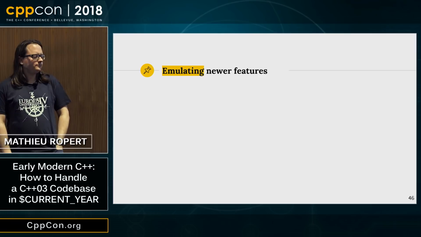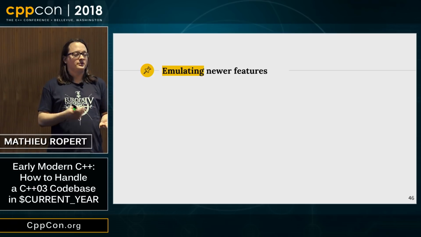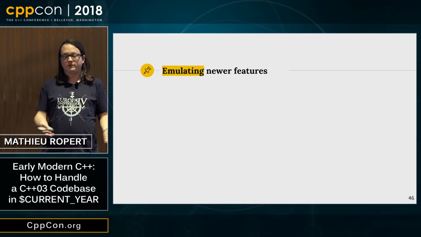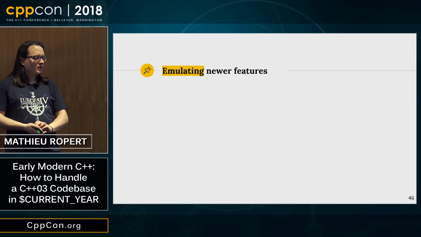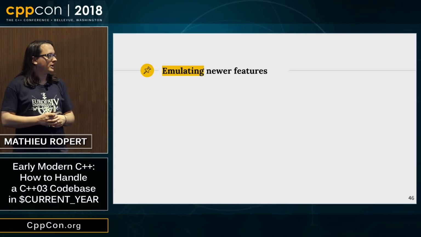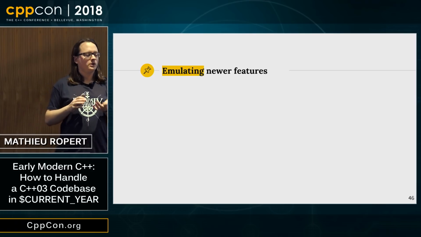Of course, that doesn't mean we don't want better features, right? It's not because you have C++03 that you cannot look at C++11, C++14, C++17, or even 20 and say, wouldn't it be great if we could have some of those features? It turns out, and I speak from experience there, that you can emulate a bunch of them. Not all of them, but you can actually go pretty far.